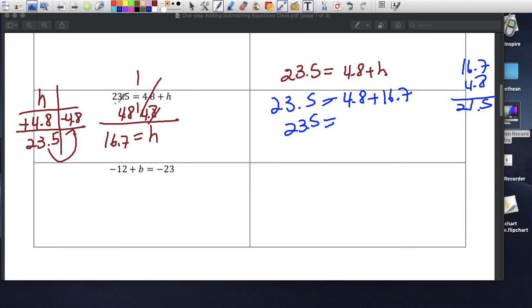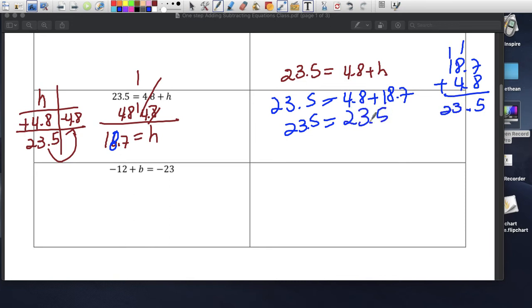Well, here's my mistake. 15 minus 8 is 7, and 12 minus 4 is 8, so h is actually 18.7. So here's an example of why a check is important. I would have lost everything here. So 4.8 plus 18.7, let's see if that actually works now. Decimal under decimal, 7 plus 8 is 15, carry the 1, 22, 12, 13, 41, 23.5. And yes, left side equals right side, so check.